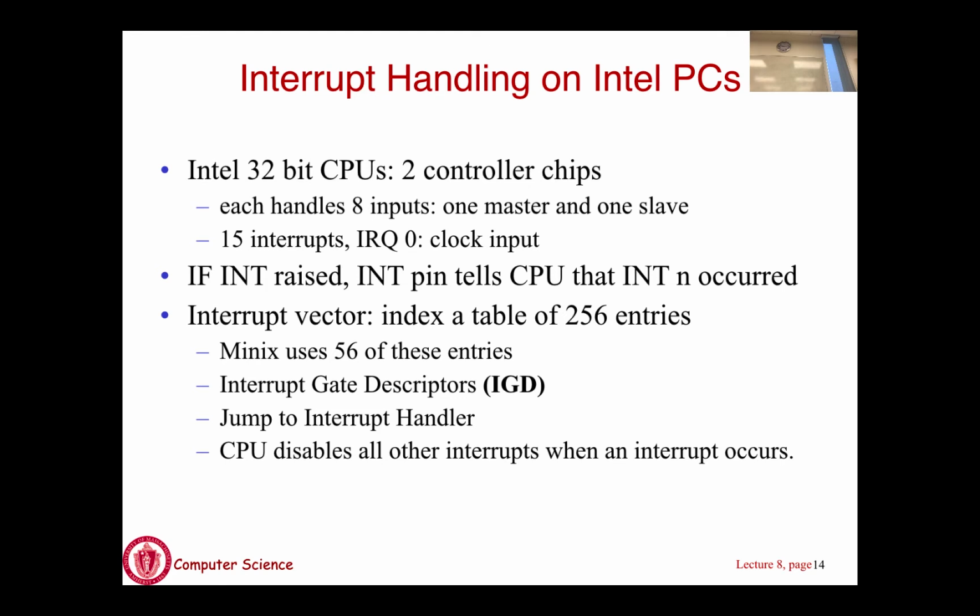In fact, you can have a table of up to 256 entries. Minix uses 56 of these. In the Intel world, they are called interrupt gate descriptors, IGDs. Essentially, it's an interrupt vector, a table of interrupts where we can figure out where the interrupt handler is stored. That's something you want to keep in mind as far as interrupt handling is concerned.